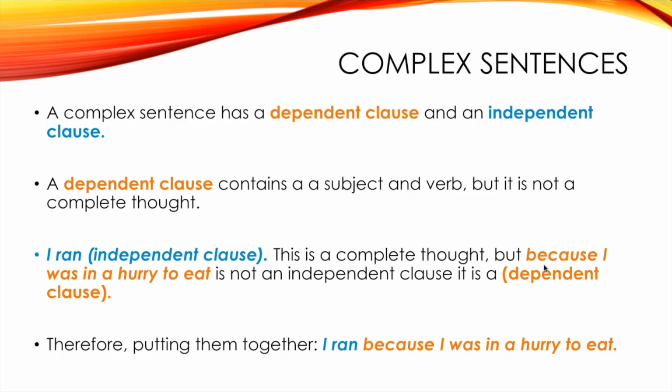Then we have, because I was in a hurry to eat. This is not an independent clause. It is a dependent clause. Because I was in a hurry to eat. Well, we need to know who, why, what did you do to finish the thought. Therefore, putting them together, I ran because I was in a hurry to eat is a complex sentence.